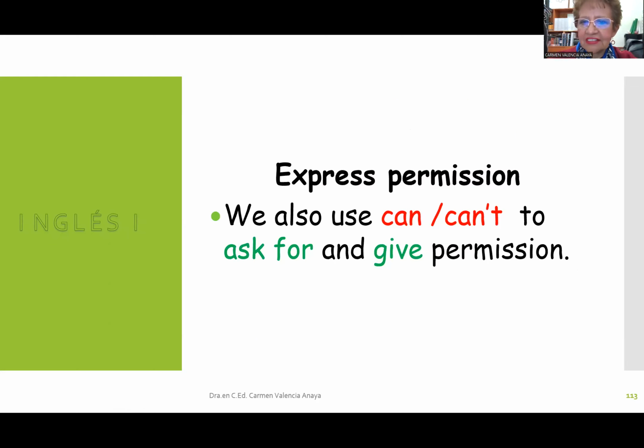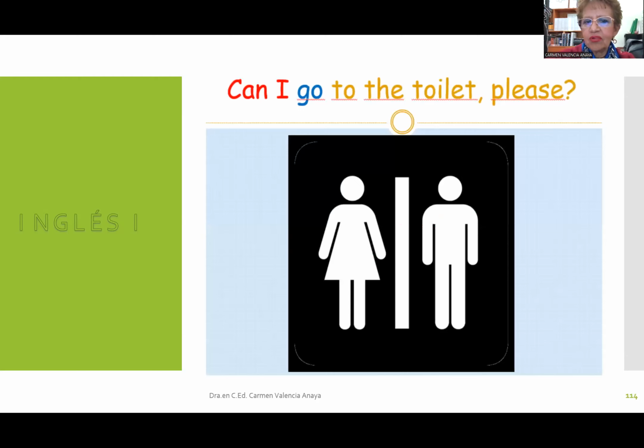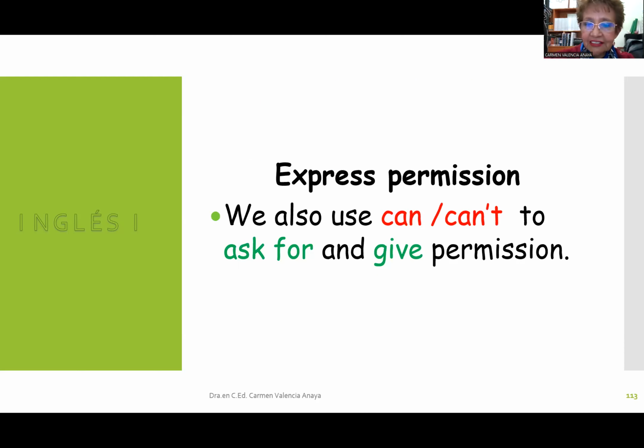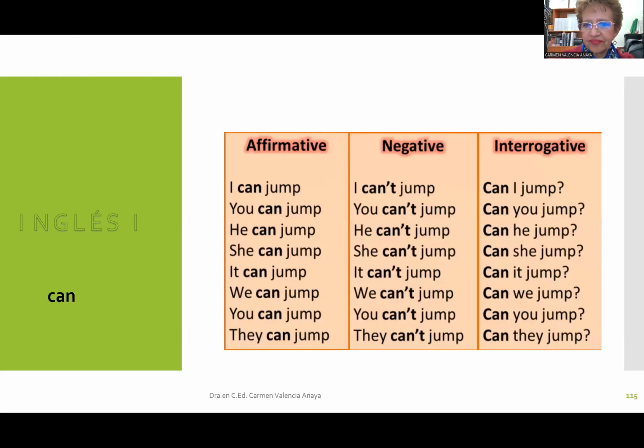This is an ability. Express permission. This is another function of can. We also use can or can't to ask for and give permission. For example, can I go to the bathroom, please? Can I go to the movies? And in this case, if you can see, you are expressing permission to do something.